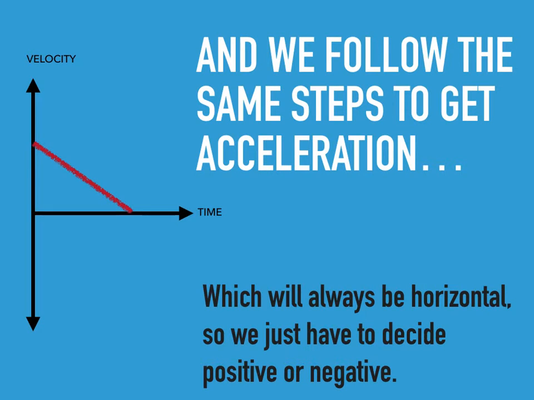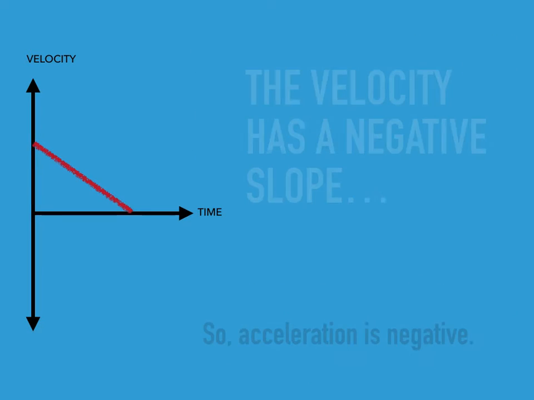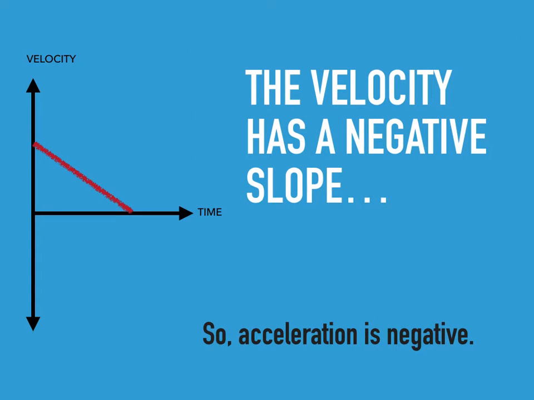Since acceleration is going to be horizontal, we just need to decide if velocity has a slope that is positive or negative. Using rise over run, we can tell that this velocity graph has a negative slope, so our acceleration will also be negative.